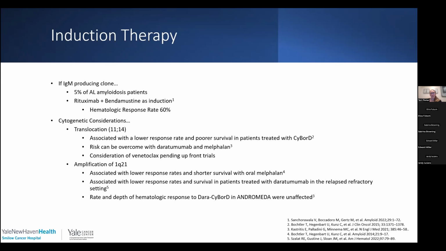And then we have amplification of 1q21, which is seen in up to 20% of AL amyloidosis patients. Individuals with an amplification of 1q21 have a lower response rate and shorter survival if they're treated with oral melphalan. And more recently, data has come out about a lower response rate and survival in these individuals who receive daratumumab, but this data is mainly in the relapsed or refractory setting, as the rate and depth of hematological response in the Andromeda trial were not affected by amplification 1q21.